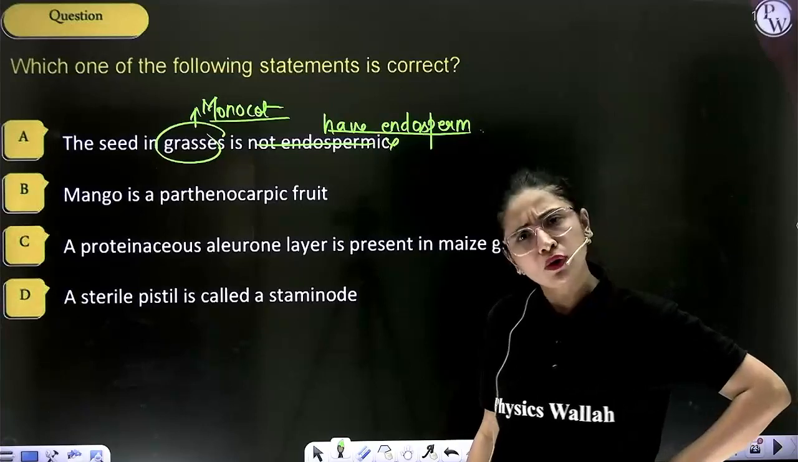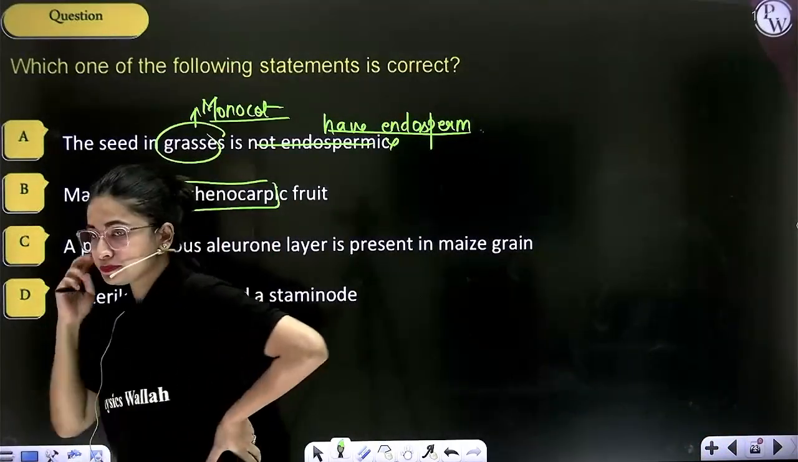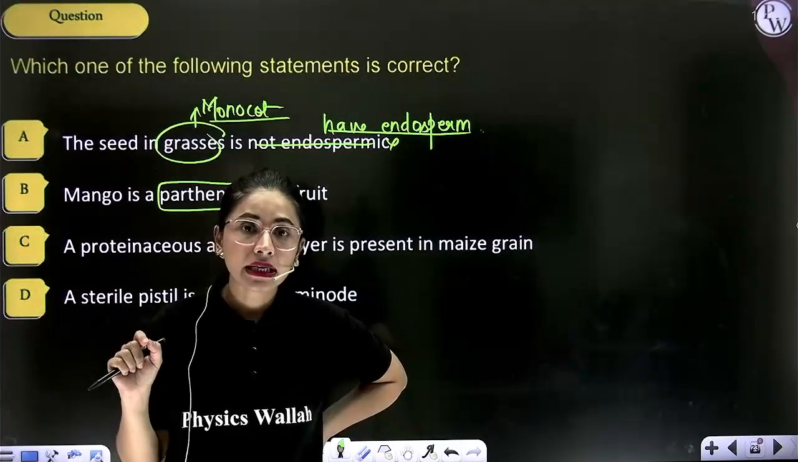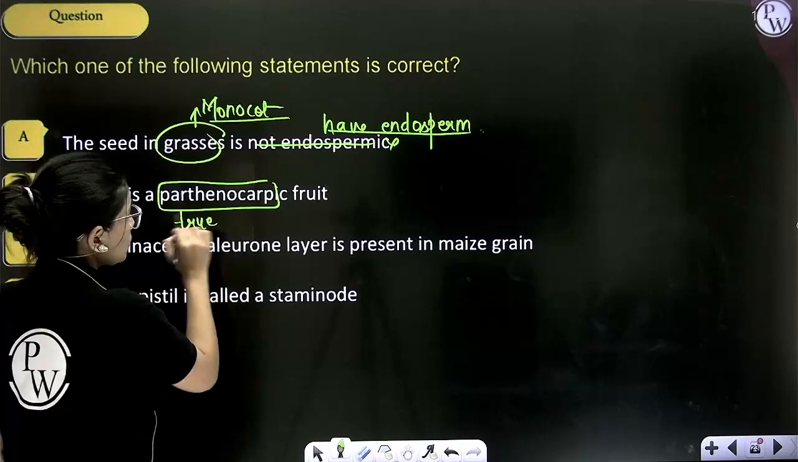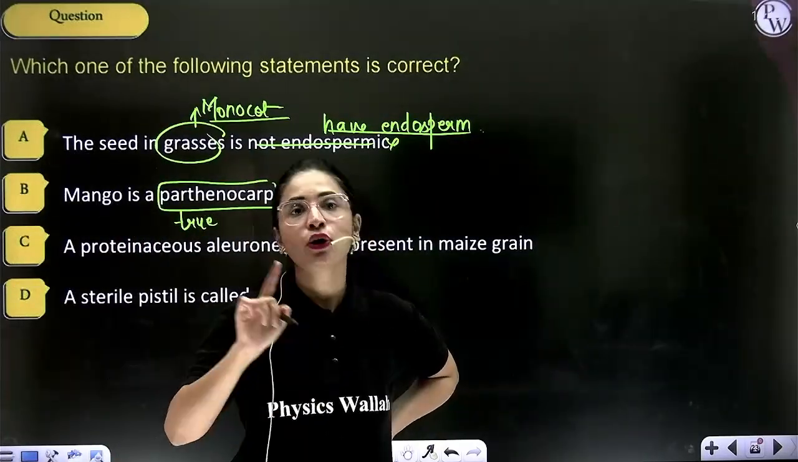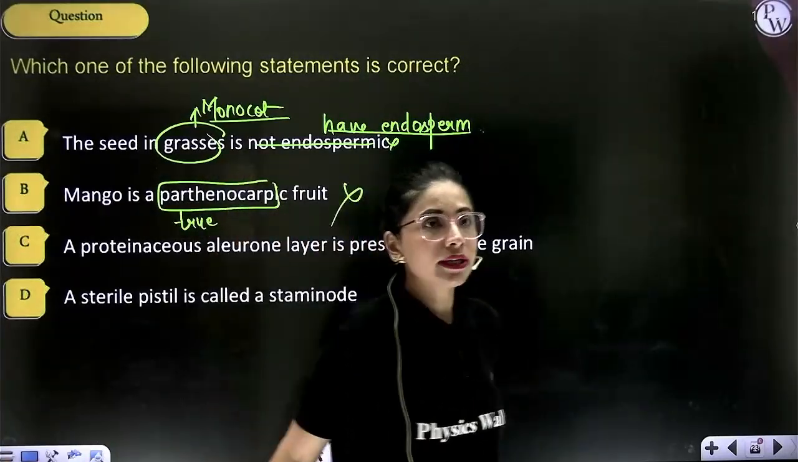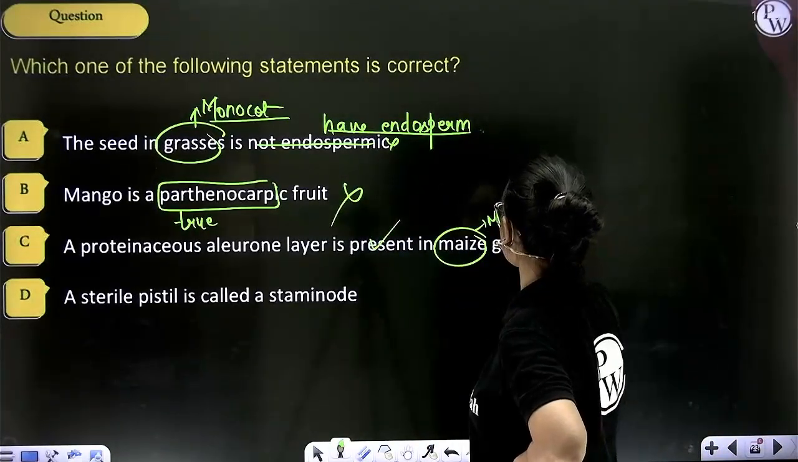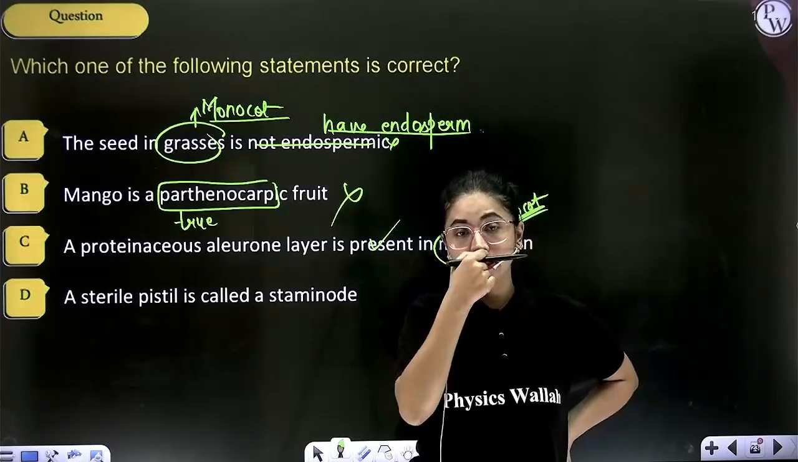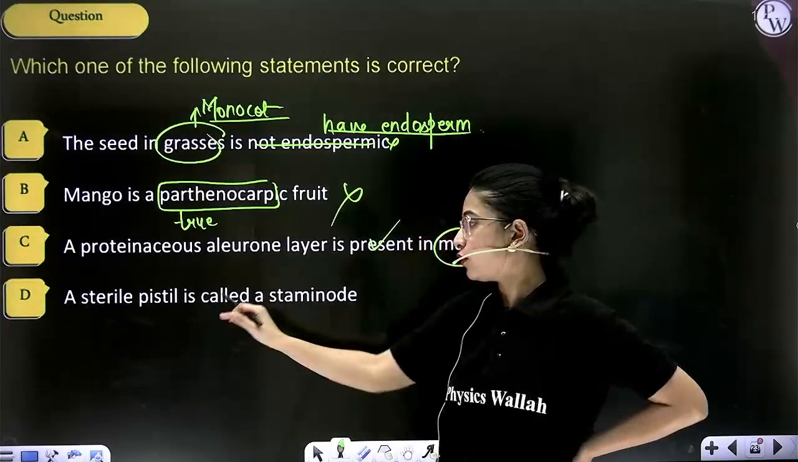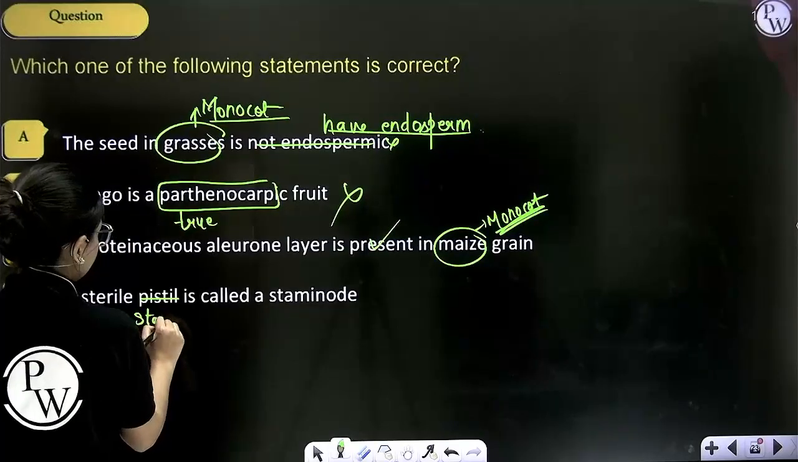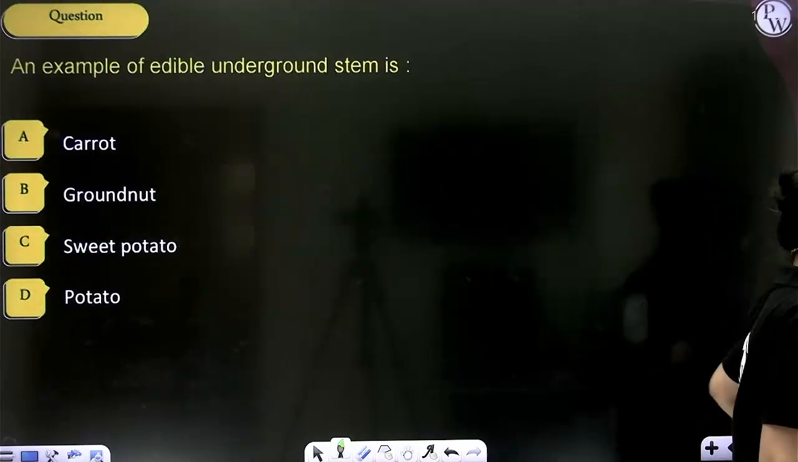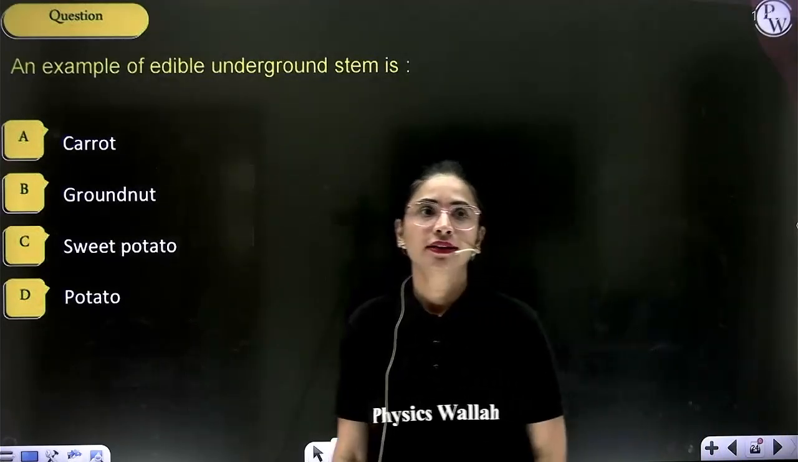Second, mango is a parthenocarpic fruit. But parthenocarpic means a fruit which develops without fertilization. But mango is a true fruit which develops with the fertilization of ovary. That is wrong. See, a proteinaceous aleurone layer is present in maize grain. Correct. Maize is a monocot plant in which a proteinaceous aleurone layer separates the endosperm from the embryo. And fourth is wrong because it is stamen. So what will be the answer? Answer will become C. Is it clear to everyone? Any confusion? No ma'am. Very good.